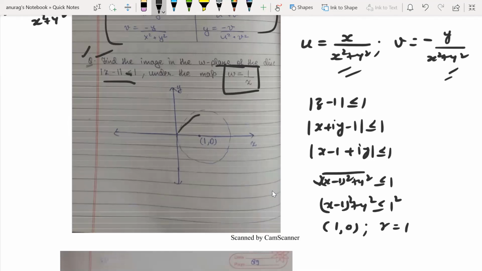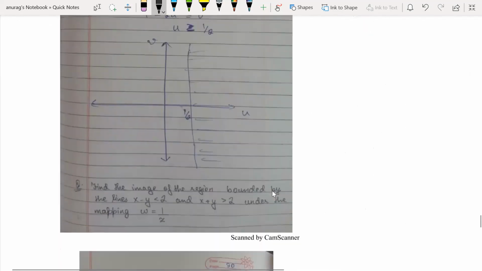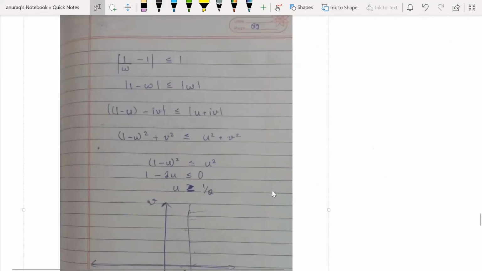So this is your image in the XY plane, or Z plane. This is the x-axis, this is the y-axis, and this plane is called the Z plane. Now we want this image in the W plane, and we know the relation is given as W equal to 1 by Z. There are many ways, but I will suggest you use this way, please. The given relation is mod z minus 1 less than equal to 1, and the relation is Z equal to 1 by W, or W equal to 1 by Z.